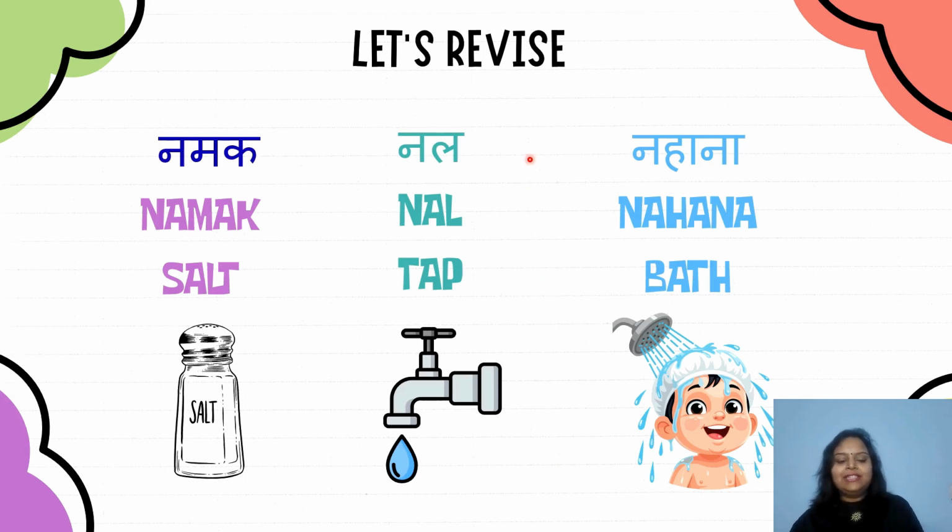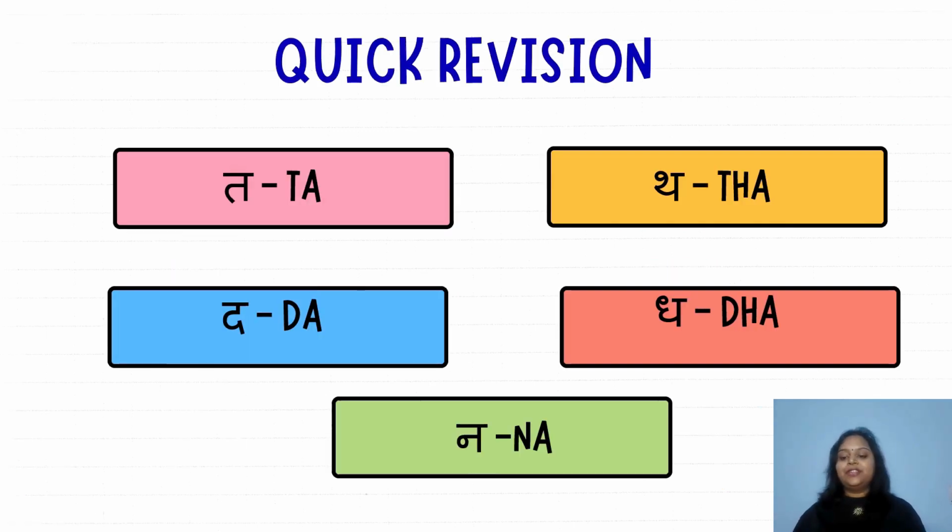So let's revise the three words that we learned from na. Na, namak, that is called salt. Na, nal, that is called tap. And na, nahana, that is called bath. So it's time for a quick revision. Repeat after me. The five consonants that we learned today are ta, tha, da, dha, na. Very good.